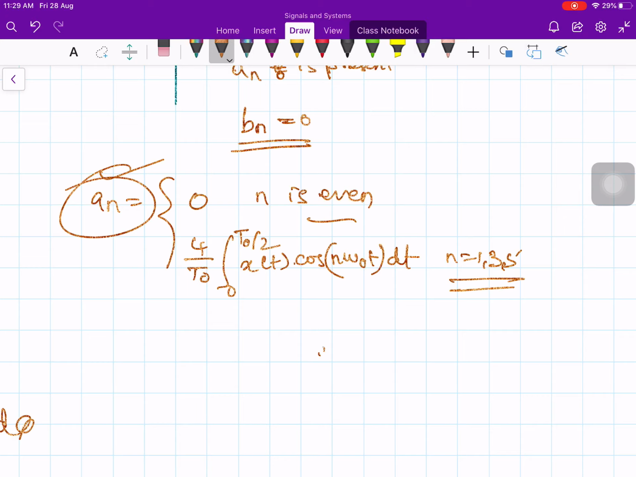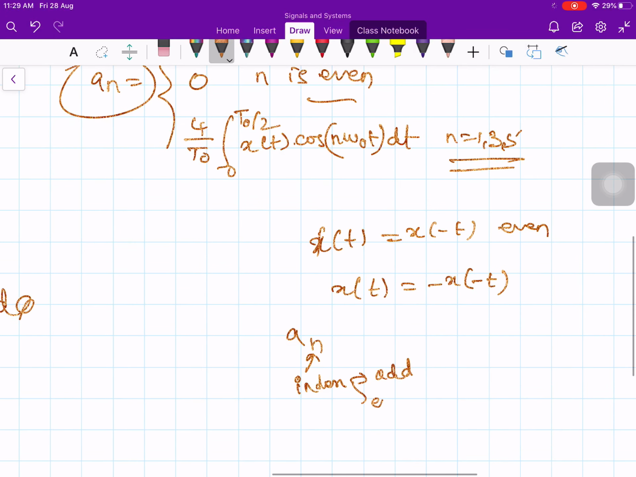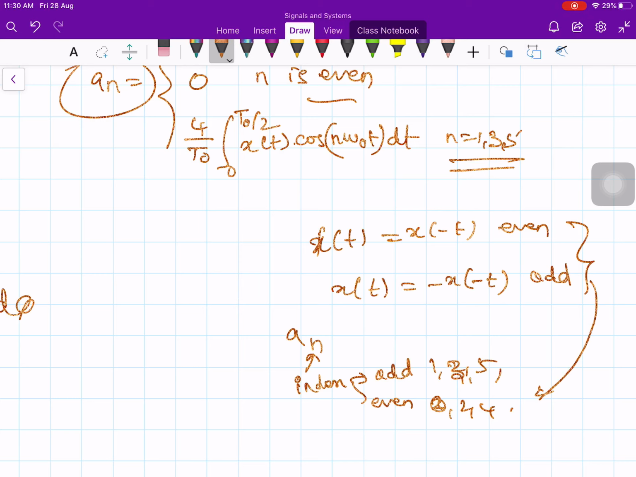Okay, whether x of t equals x of minus t, even, or x of t equals minus x of minus t. But what we are talking about is the order of the harmonic, that is the index of the harmonic. This is the index. So the index can be odd and even. What do you mean by odd and even? Odd means we are talking about 1, 3, 5 and so on. Even means we are talking about 0, 2, 4 and so on. So this even function and odd function has nothing to do with the oddness and evenness of the order of the harmonic.